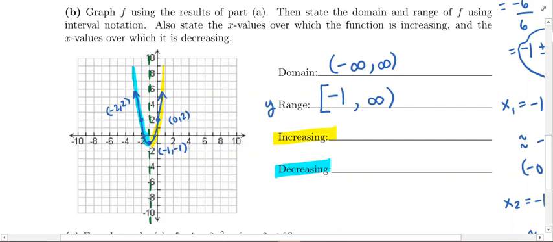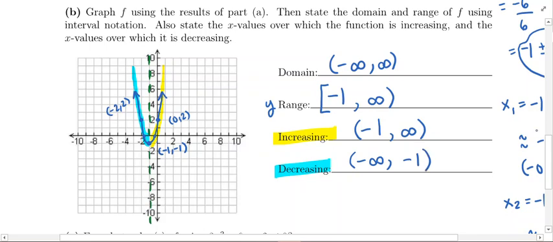You start increasing at the vertex. The vertex has an x coordinate of -1, and then you go to the right, towards positive x values. So this parabola is increasing for x values -1 or bigger. On the left side of the axis of symmetry, that's where you're decreasing. So you're decreasing over negative x values up until the vertex, which has an x coordinate of -1.